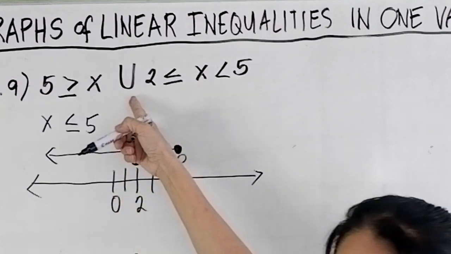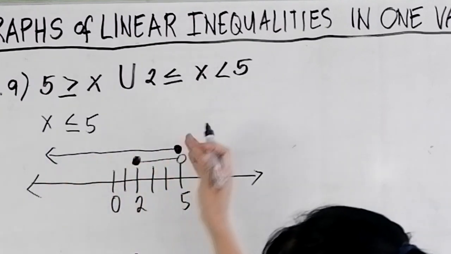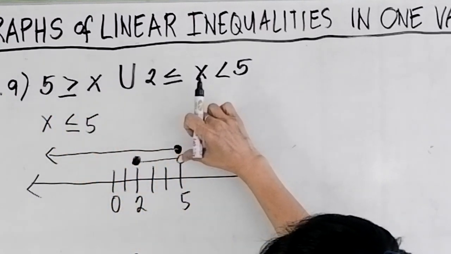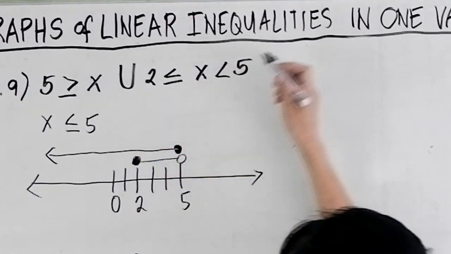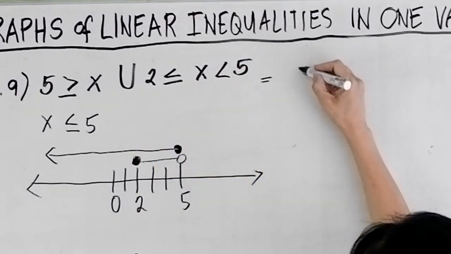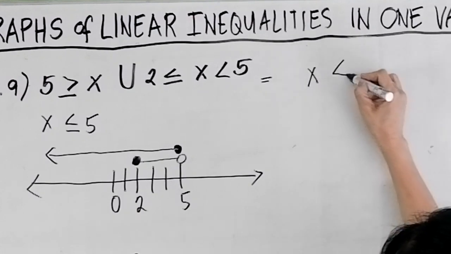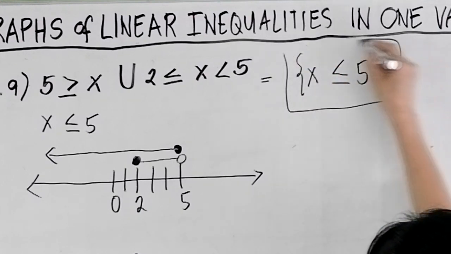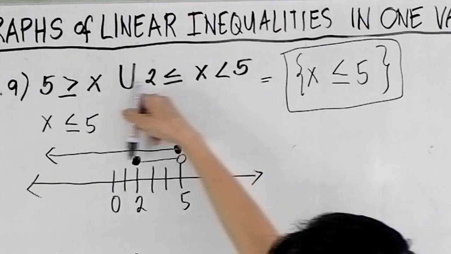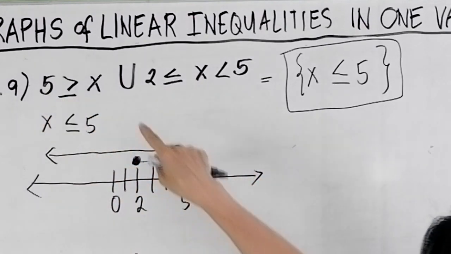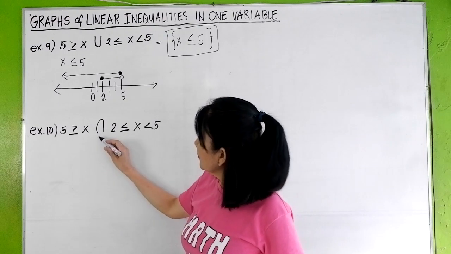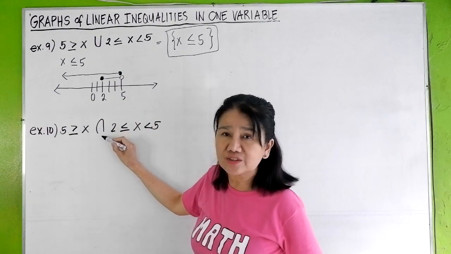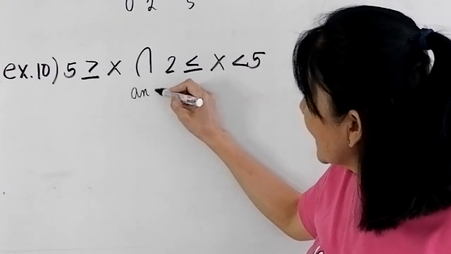Get the union, meaning you combine them. What do you see? Combine everything to the left of 5, and after 5 to 2, what do you get? So you get x is less than or equal to 5. There, so this is your answer. Only the numbers from here going there are in the union. Now, what about if we get the intersection? We just change the union to intersection. Remember again, intersection means "and."